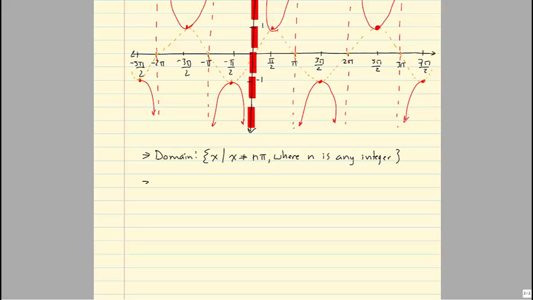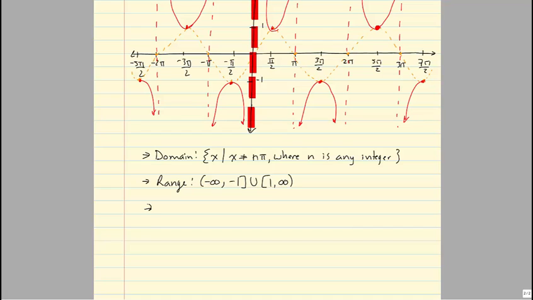Then we can talk about the range. The range goes from negative infinity to infinity with that gap in the middle where the orange parent graph is. So this would go from negative infinity to -1, bracket, union, 1 to infinity.